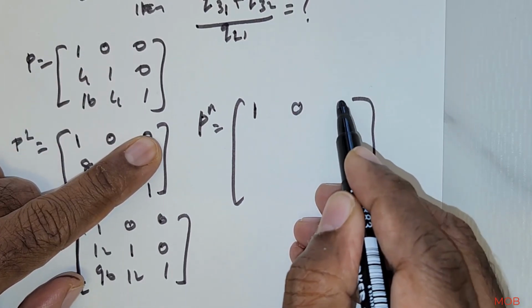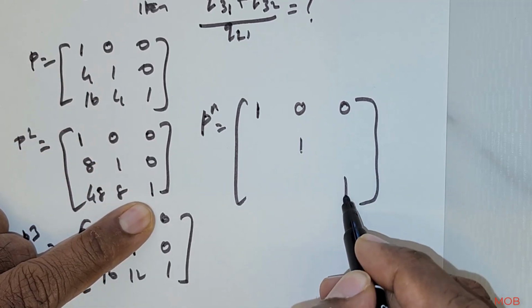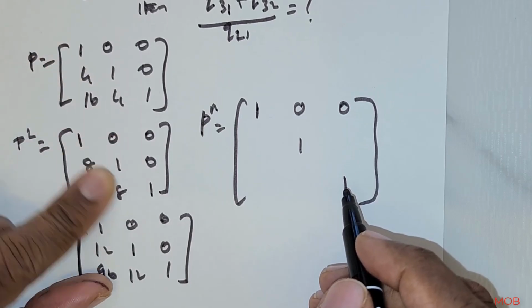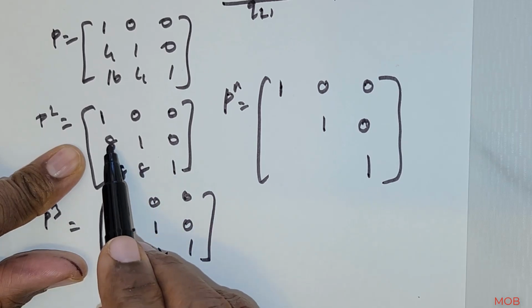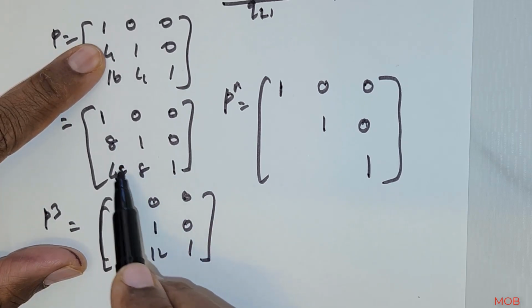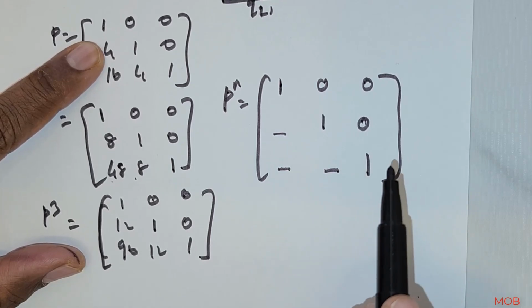So it will be 0, 0. Now the diagonal element is always 1. In all these matrices the diagonal is always 1. You have a 0 there. So we have to get these three elements: the element over here, the element over here, and the element over here, the nth term.